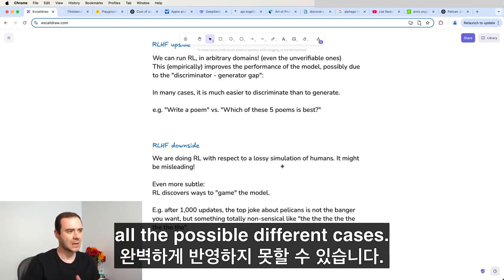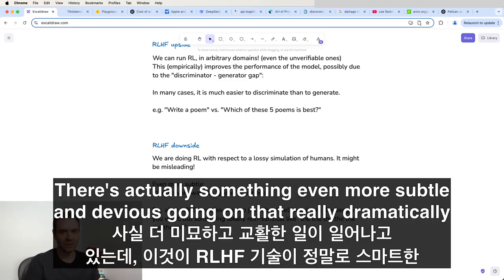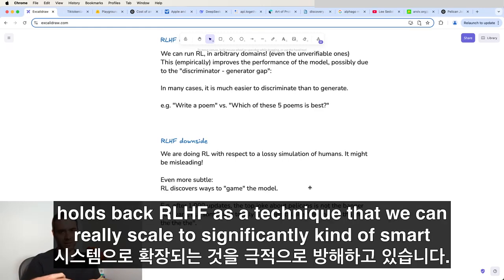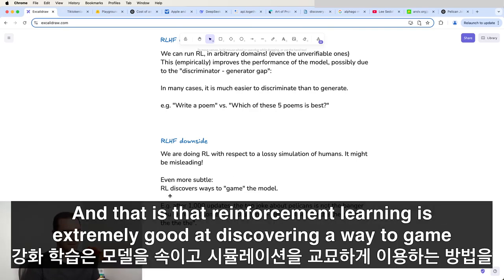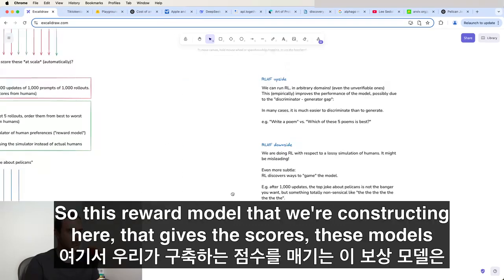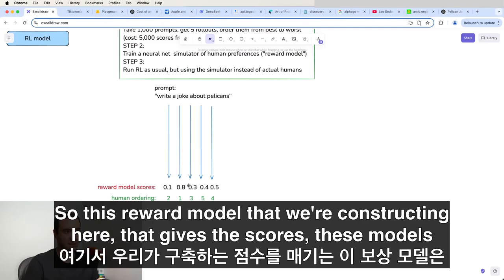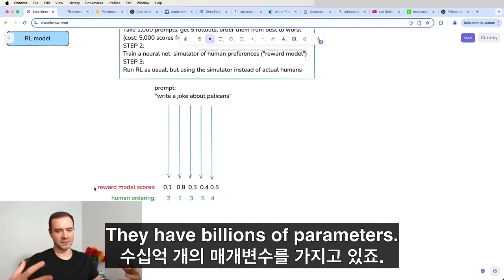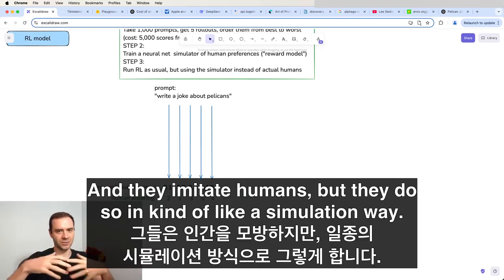So that's number one. There's actually something even more subtle and devious going on that really dramatically holds back RLHF as a technique that we can really scale to significantly smarter systems. And that is that reinforcement learning is extremely good at discovering a way to game the model, to game the simulation. So this reward model that we're constructing here that gives the scores, these models are transformers. These transformers are massive neural nets. They have billions of parameters, and they imitate humans, but they do so in a kind of simulation way.